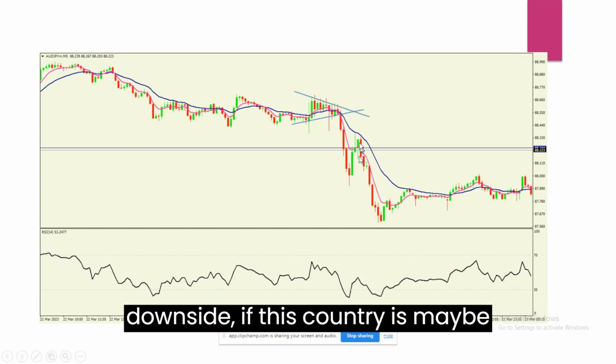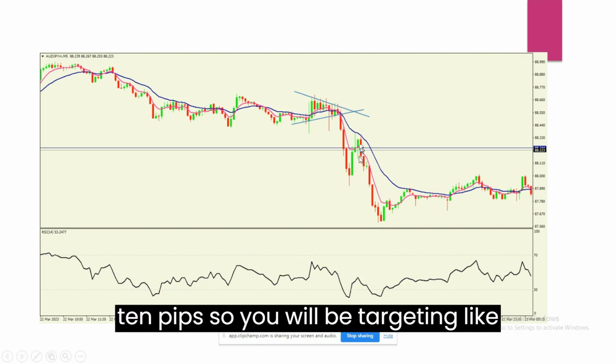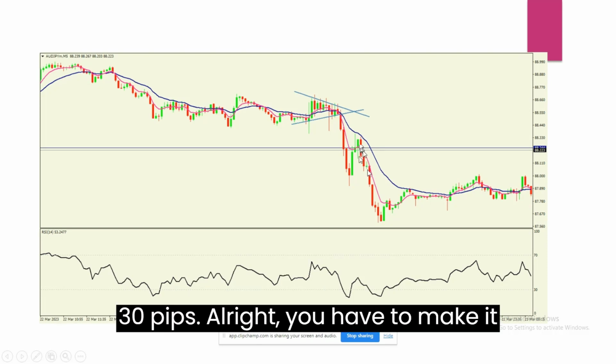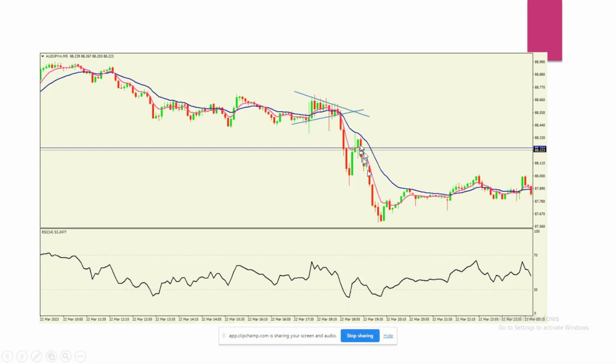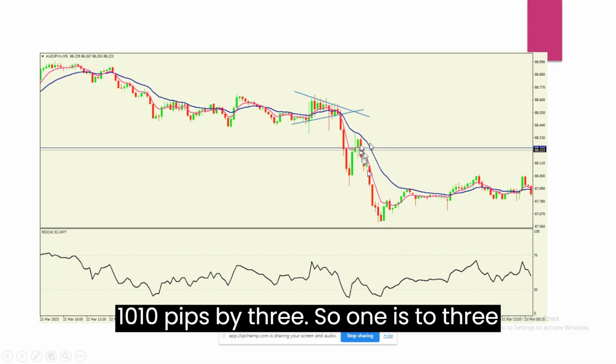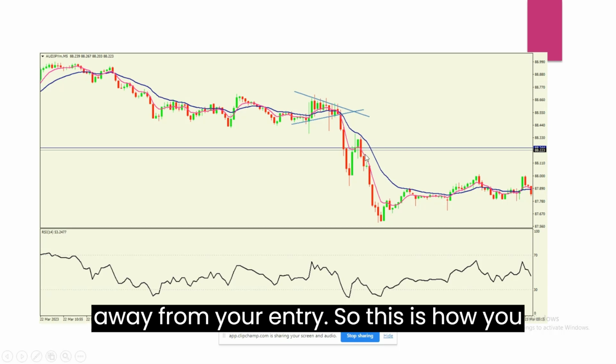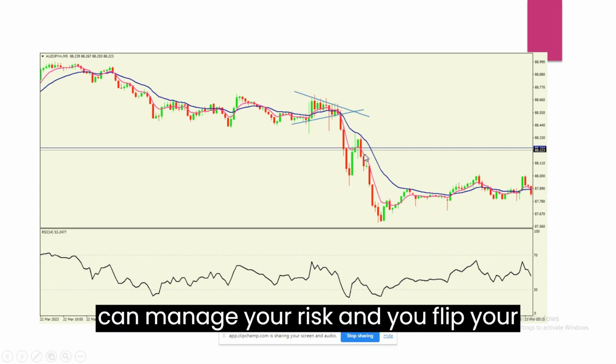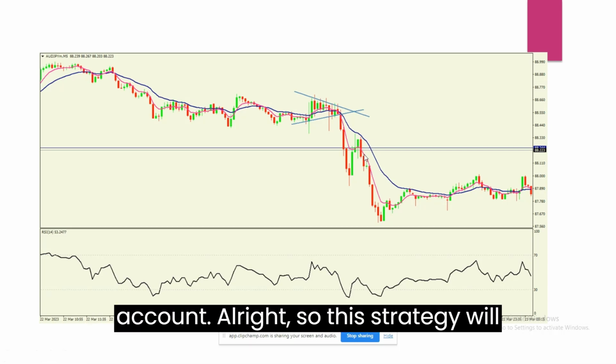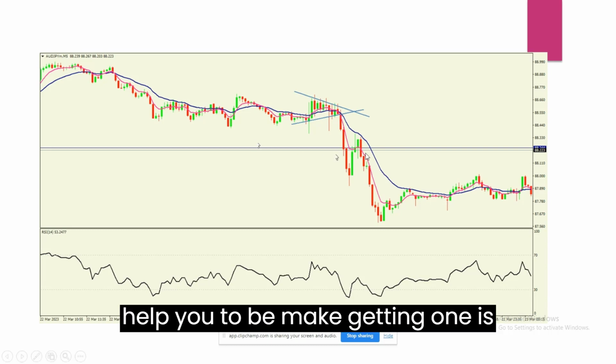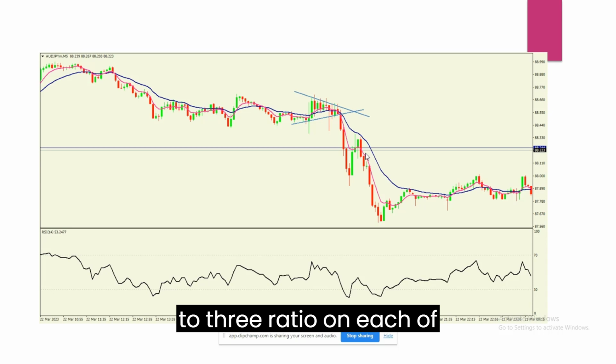If this candle is maybe 10 pips, you will be targeting like 30 pips. So your stop loss is going to be 10 pips away from your entry. This is how you can manage your risk and flip your account. This strategy will help you to be getting a 1:3 ratio on each of your trades.